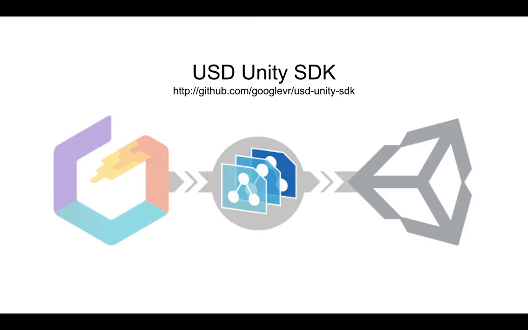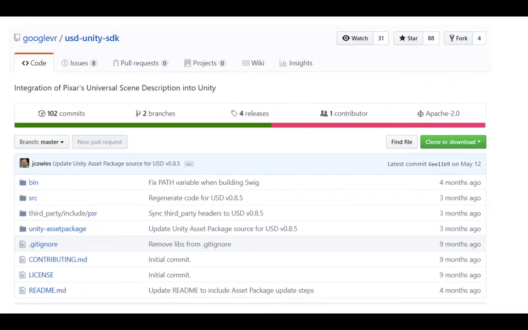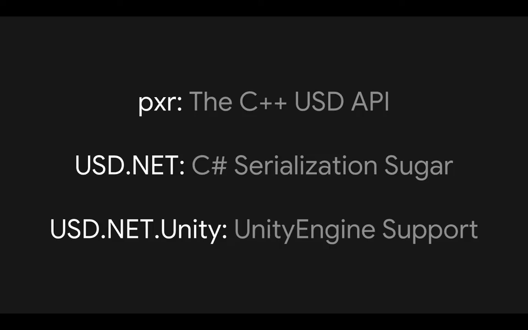The way this works is there's a USD Unity SDK, which was open sourced earlier this year. Tiltbrush uses this SDK to export its data to USD, and then that data can be re-imported back into Unity or anything that supports USD import. This SDK is available on GitHub. This is what the GitHub page looks like.